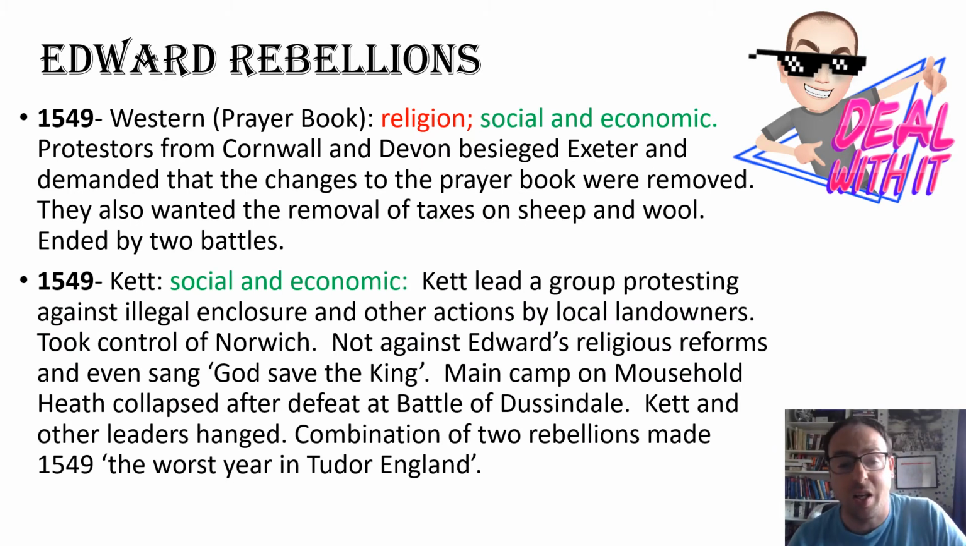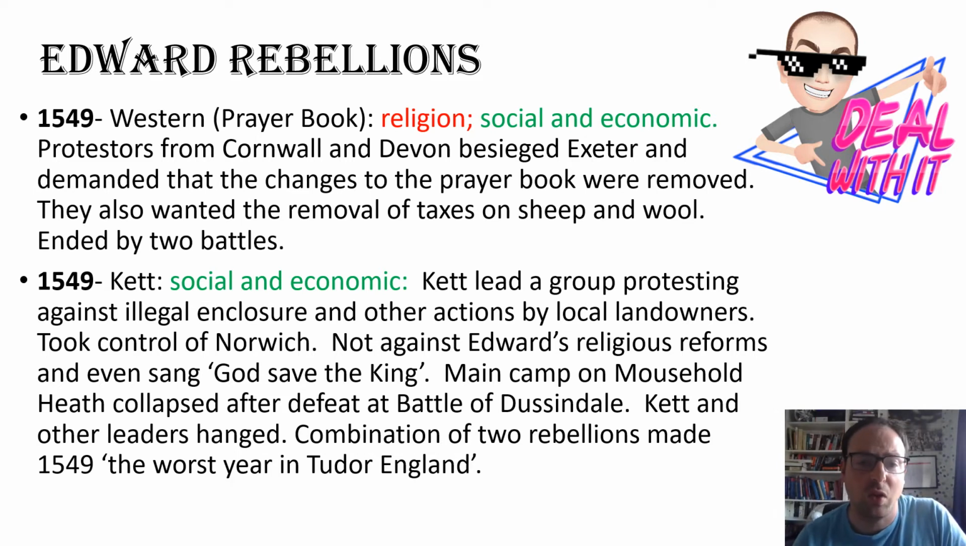Edward is not on the throne for a very long time, so he comes to the throne in 1547. He's only on the throne to 1553. But he faces 2 rebellions, and one of the things that's really notable with the rebellions against Edward is that they take place at basically the same time. So there's 2 rebellions in 1549.